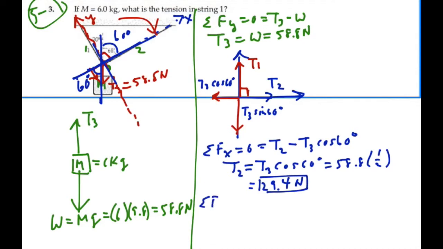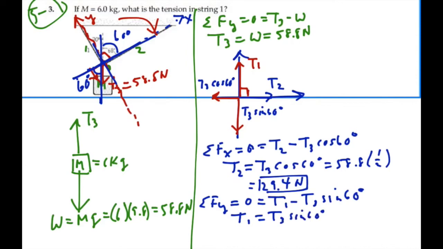And the summation of the forces in the y direction should be 0. And that's equal to tension 1 minus tension 3 sine 60. So tension 1 will equal tension 3 sine 60, 58.8 times the sine of 60. And that gives us 50.9 newtons.